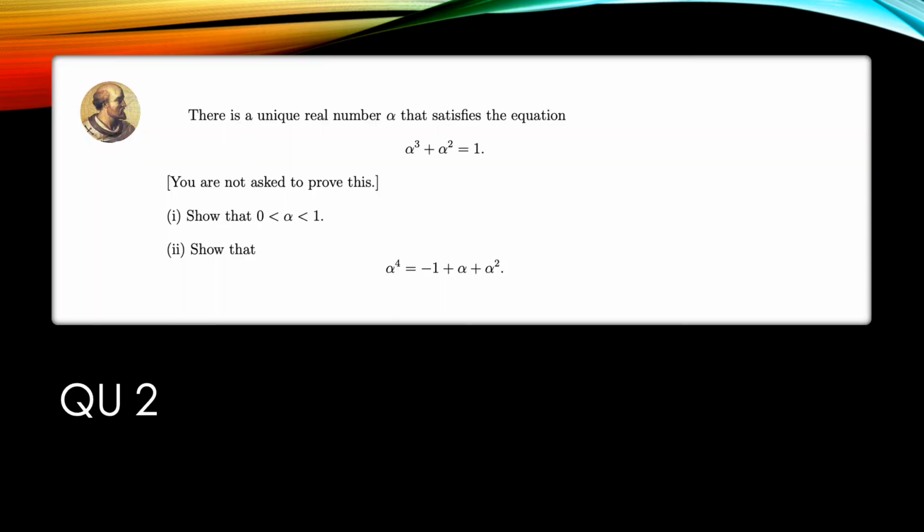So it's given that there is a unique real number alpha that satisfies the equation alpha cubed plus alpha squared equals 1, and we're not asked to prove it, and we're told that we should be looking for a solution in the domain between 0 and 1 for alpha. Okay, so let's get on with that.